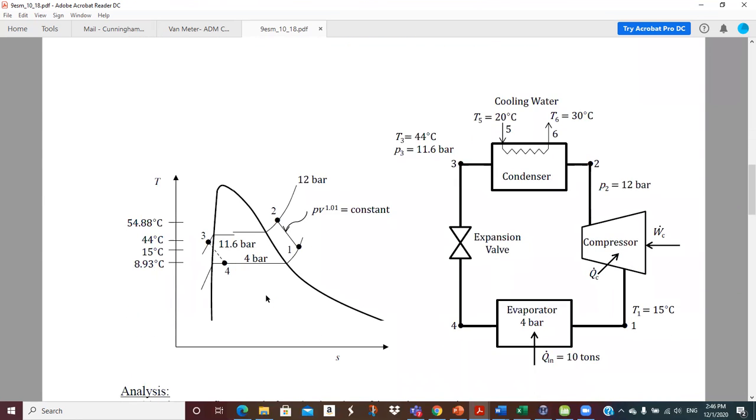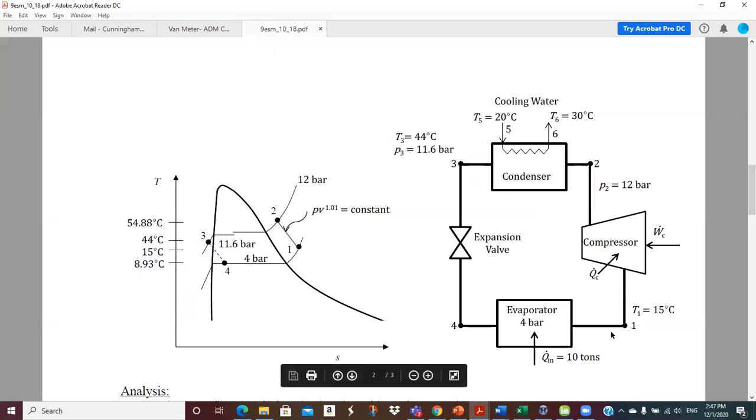Okay, so here are all of my state points. So we pick up two more, and those are just the cooling water coming in at 20 degrees C and leaving at 30 degrees C. That's where the heat's being rejected. Instead of to the air, it's just going to the cooling water this time.